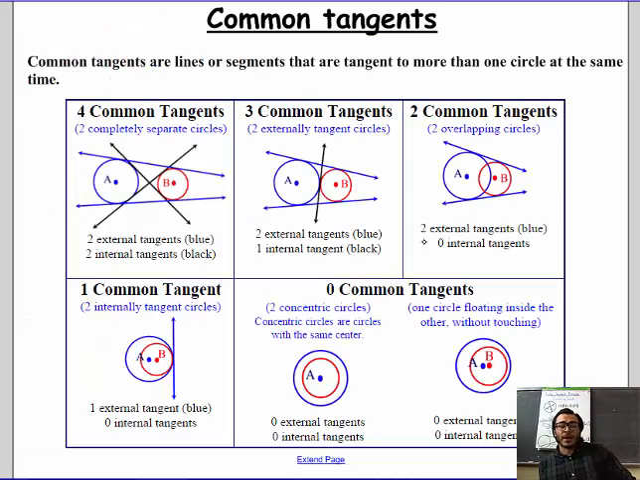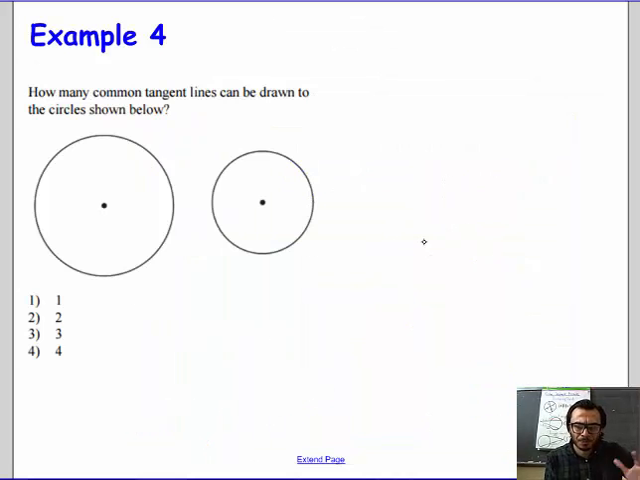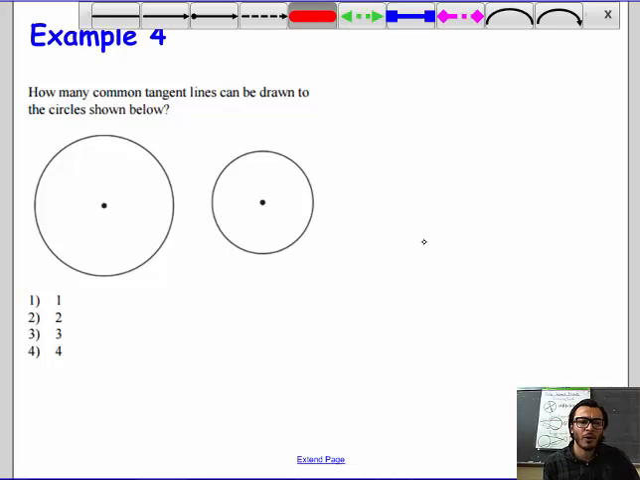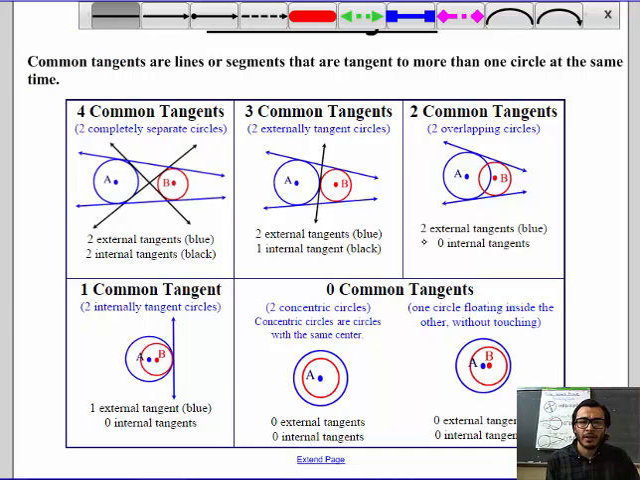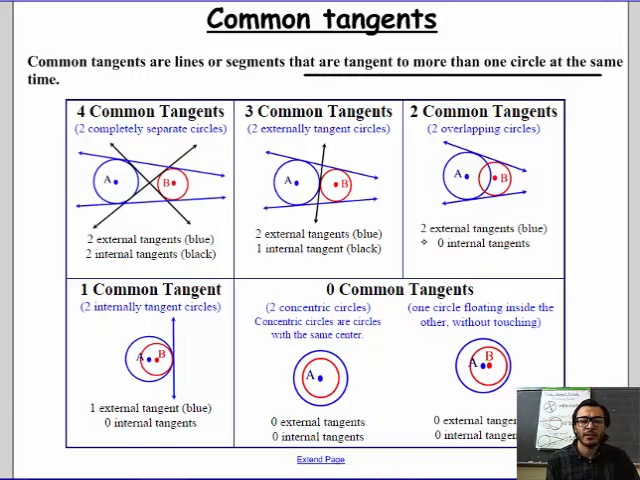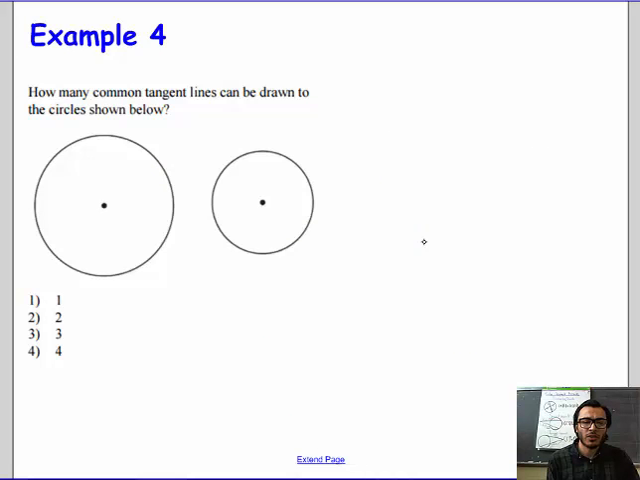Okay, one last theorem, the common tangents theorem. So common tangents are lines or segments that are tangent to more than one circle at the same time. And it might just help if we just do a problem and then talk about the theorem. So let's do example 4 and then we'll talk about the theorem. It says how many common tangent lines can be drawn to the circles shown below. So they want to know how many common tangent lines can you draw for these two circles. So a common tangent is, it says lines or segments that are tangent to more than one circle at the same time. So let me draw a common tangent.